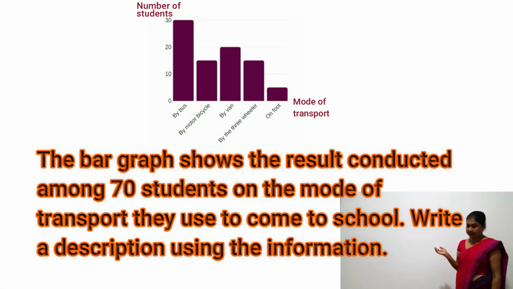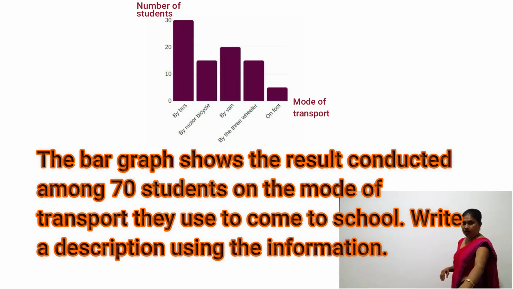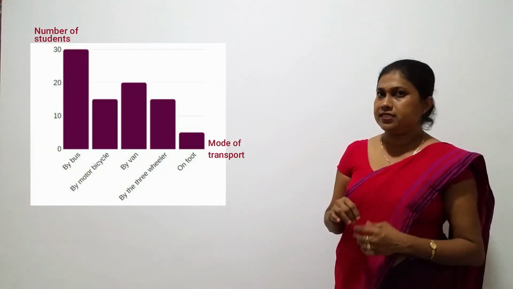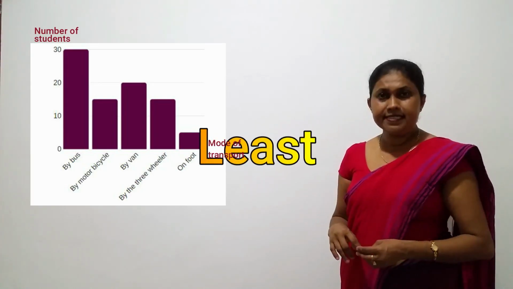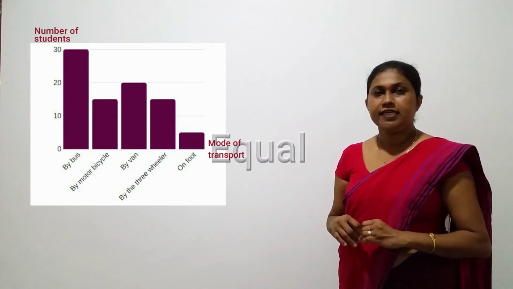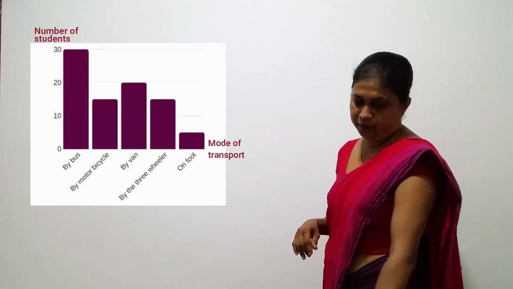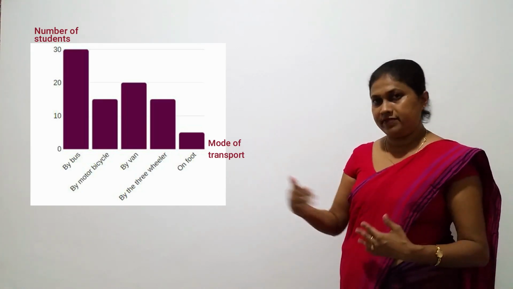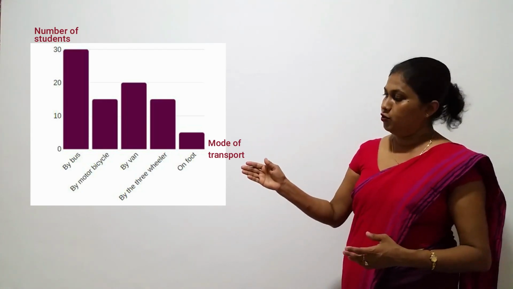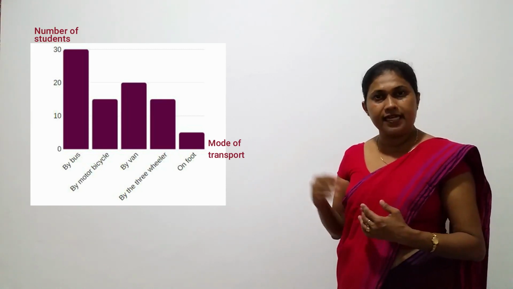Here, this bar graph shows the results conducted among 70 students on the mode of transport they use to come to school. The modes of the way you come to school. Write a description using the information. The words are most, least, majority, minority, equal, less than. So, these are the questions that I give you. Then you can see the horizontal axis, vertical axis, what the horizontal axis represents and the vertical axis represents.